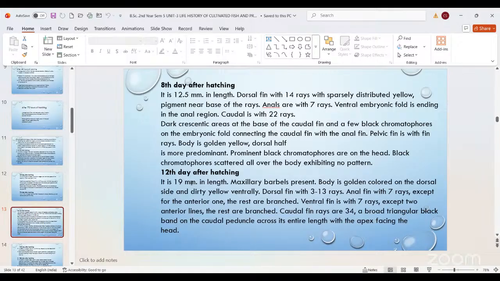Ventral fin is with 7 rays, except two anterior ones. The rest are branched. Caudal fin rays are 34. A broad triangular black band on the caudal peduncle across its entire length with the apex facing the head.